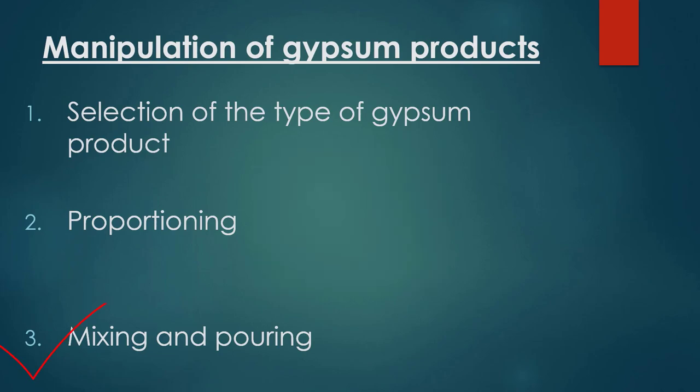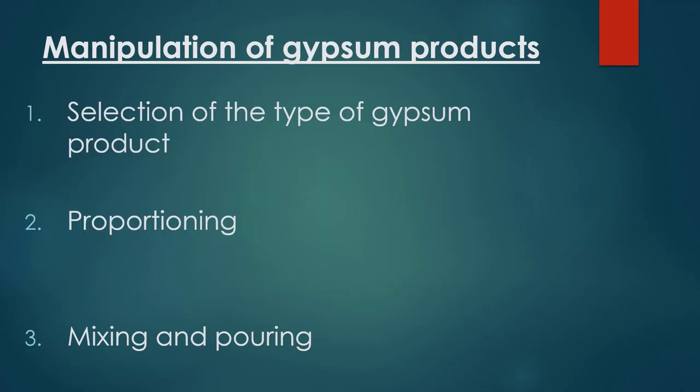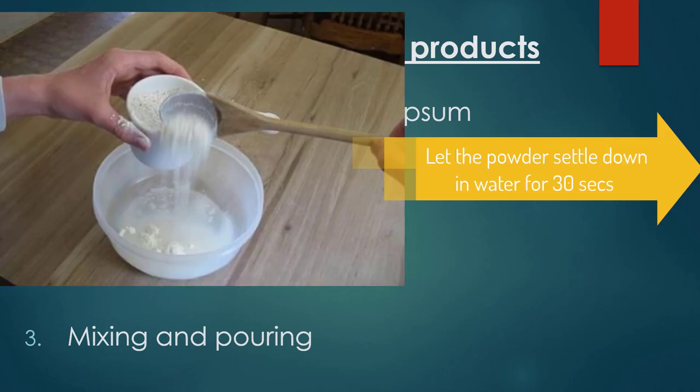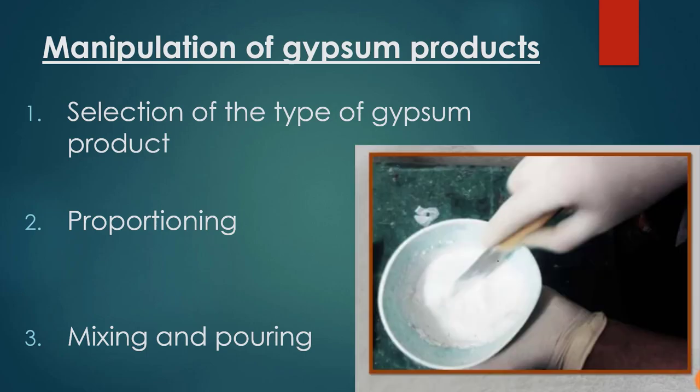So our third and final step in the manipulation or mixing of gypsum product is mixing and pouring. A measured amount of water is placed in a bowl and the weighed powder is sifted into the water with the help of a spatula. Okay, so I haven't talked about the materials or the armamentarium required for the manipulation, but let me tell you that there'll be a next video on it. Now, after putting the powder particles into the water, it's allowed to settle for 30 seconds to minimize air entrapment so that there are no porosities or hollow spaces that make the resultant cast weak. The mixture is then vigorously stirred with periodic wiping of the inside of the bowl with the spatula to ensure wetting of all the powder and breaking off any lumps of the powder particles.